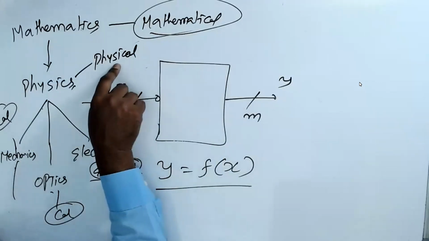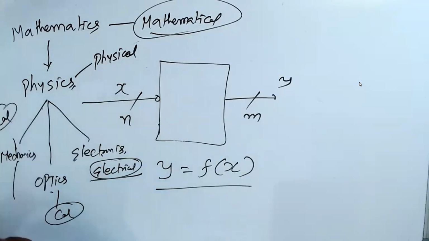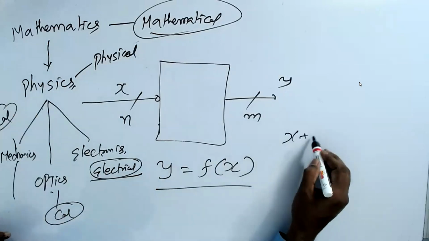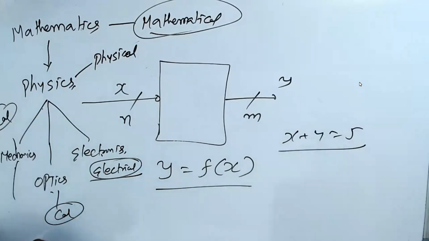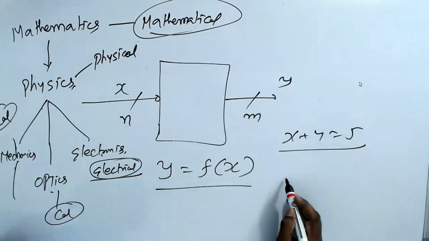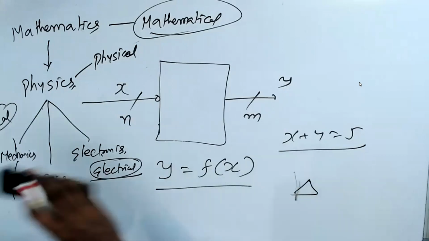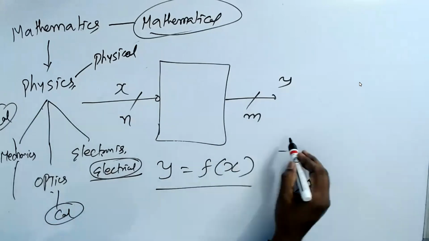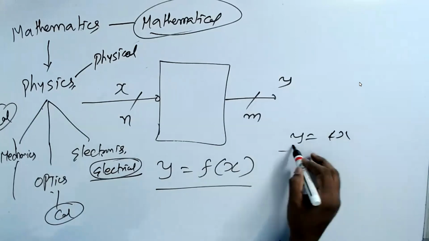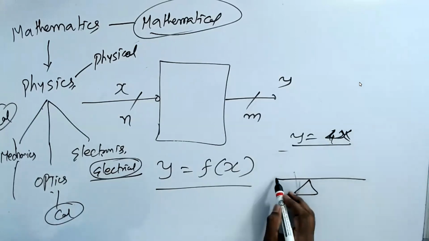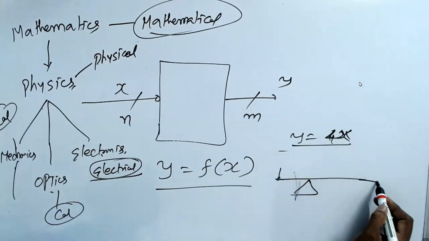Physical devices. We don't call physics devices. We call physical devices. This is a physical device because you have it. What you write on the equation x plus y is equal to 5 is mathematics. If you put the same thing, let us say y is equal to 4x, this is mathematics.